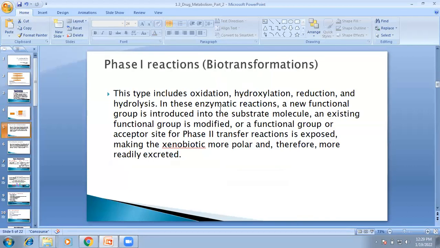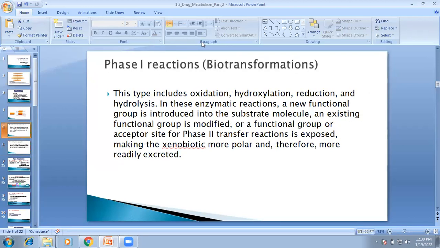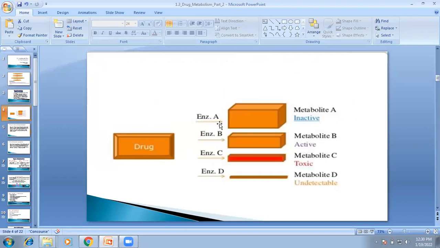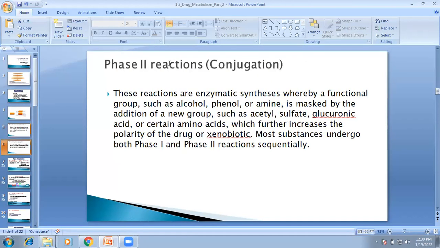Now, all these metabolizing actions of biotransforming enzymes are divided into 2 types. All the biotransformation reactions are divided into 2 types, phase 1 reaction and phase 2 reaction. See, we have seen what types of activities the enzyme molecule is going to show. It will convert into active metabolite, inactive metabolite, toxic metabolite, and we don't know what type of conversion, that is undetectable. But all those biotransformation processes are divided into 2 phases, phase 1 reaction and phase 2 reaction.